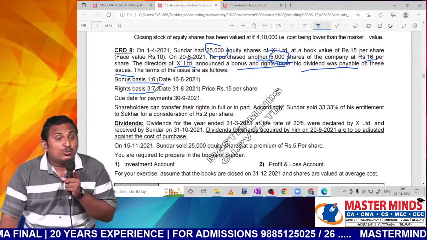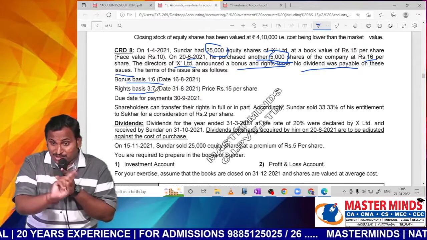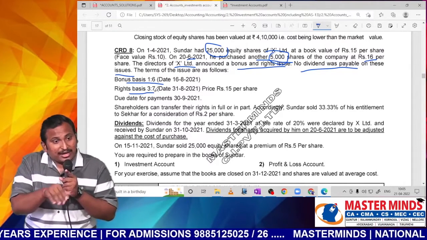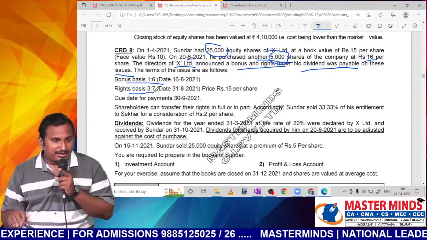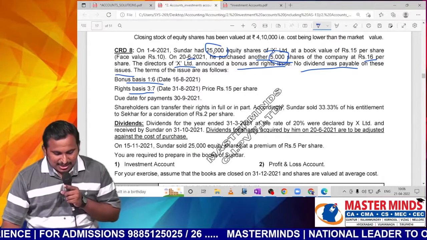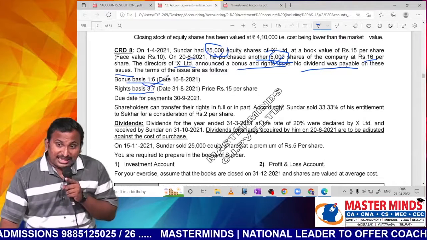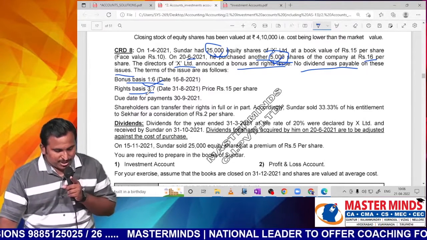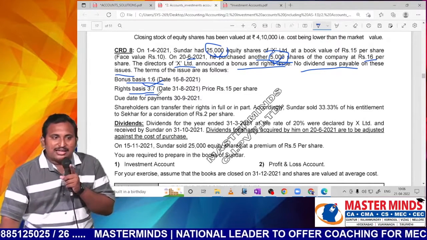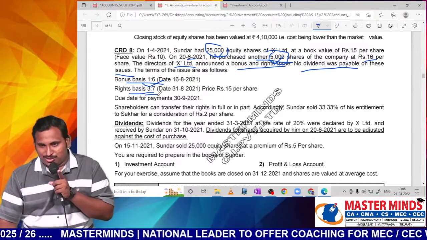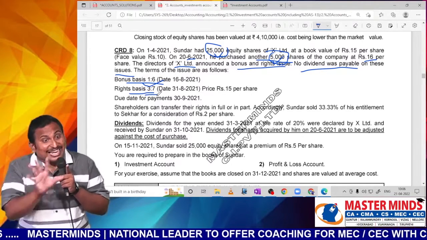Next, rights basis. 3:7. That means you will receive this many rights, sir. You will not receive right shares. You will receive rights. Later on, whether you exercise or not is secondary. So, total how many shares are there? 25, 5, and bonus also completed, so 35,000. What is the ratio? 3:7. 35,000 into 3/7, 15,000. 15,000 is the rights you receive.